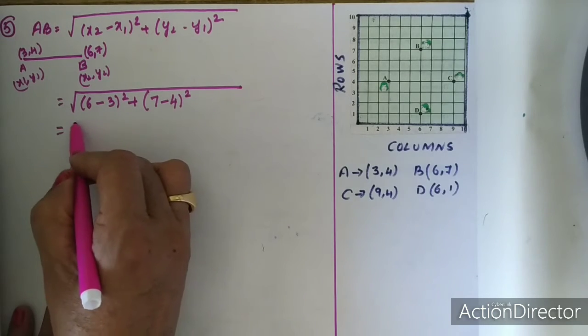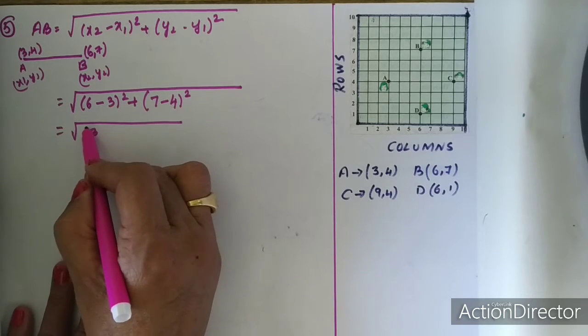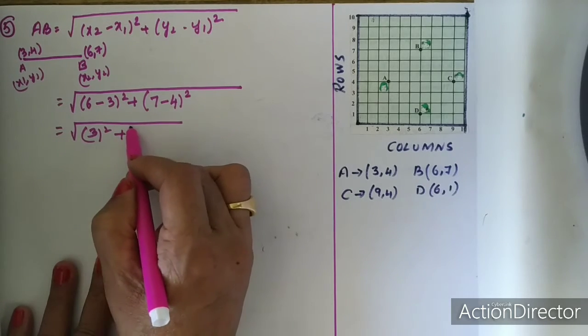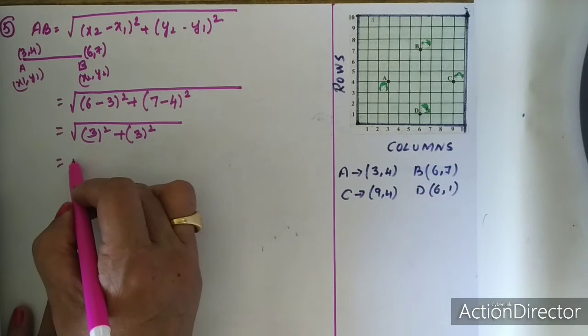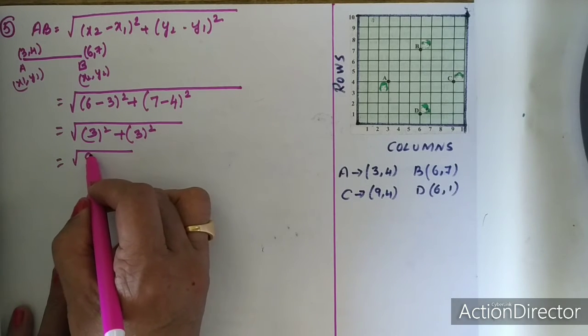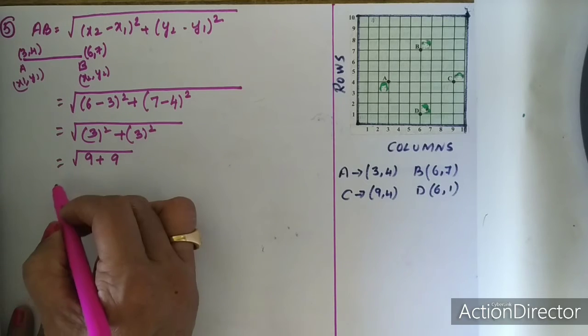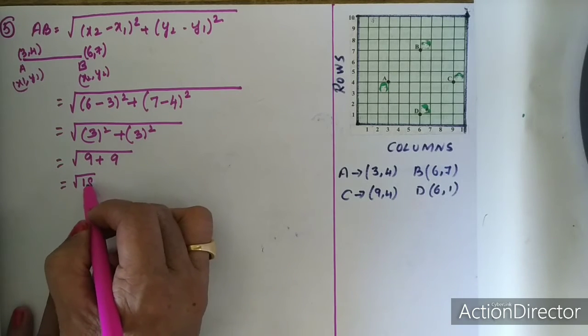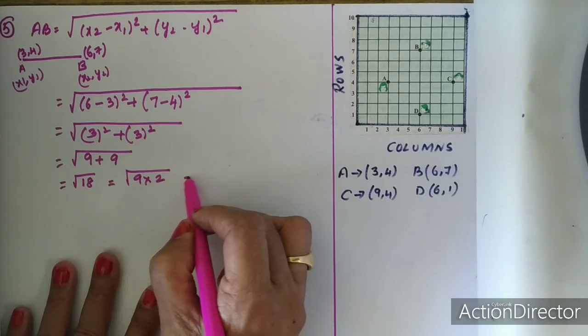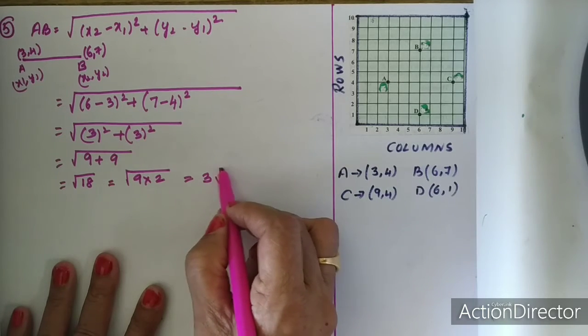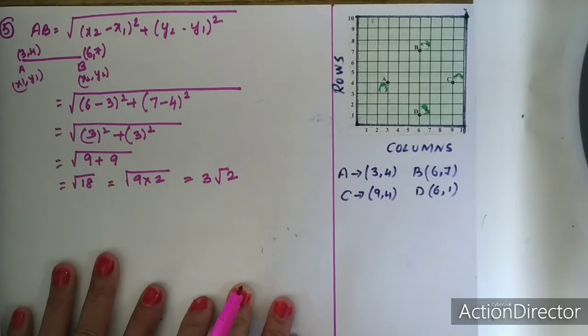This is equal to under root of 6 minus 3 is 3, 3 whole square, and again 7 minus 4 is 3, 3 whole square. This is equal to 3 into 3 is 9, again 3 into 3 is 9, which is equal to root 18. Root 18 can be written as 9 into 2. Square root of 9 is 3. So the answer will be 3 root 2.